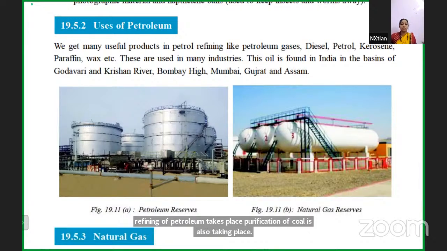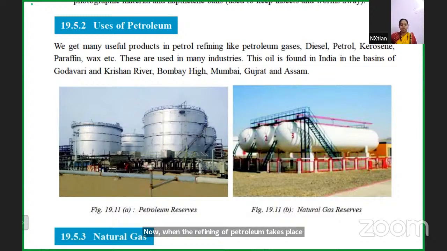When the refining of petroleum takes place, we get many useful products such as petroleum gases, diesel, petrol, kerosene, paraffin wax, etc. These are used in many industries. These are the byproducts obtained during the refining of petroleum. This oil is found in India in the basins of the Godavari and Krishna rivers, Bombay High, Mumbai, Gujarat, and Assam. These are the places where petroleum is found.